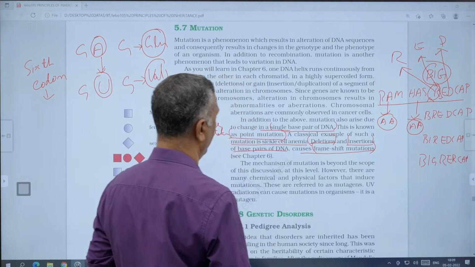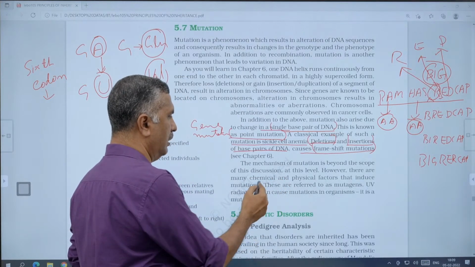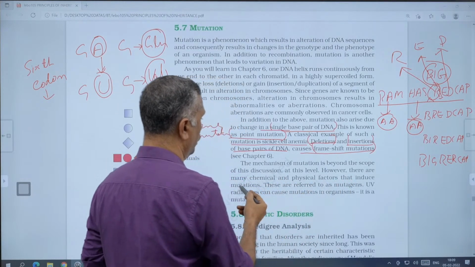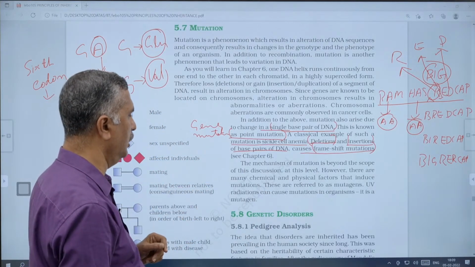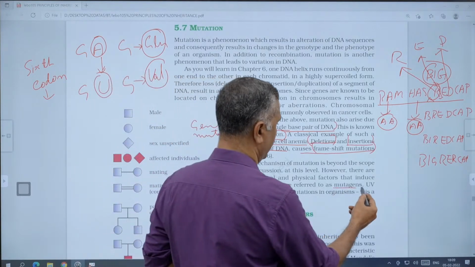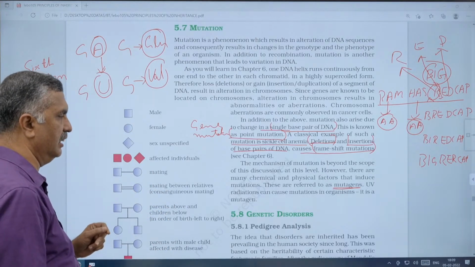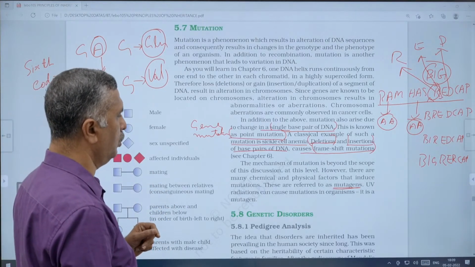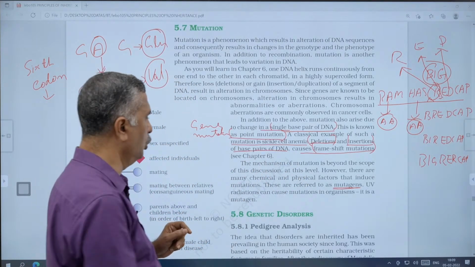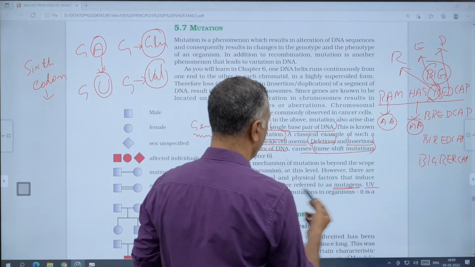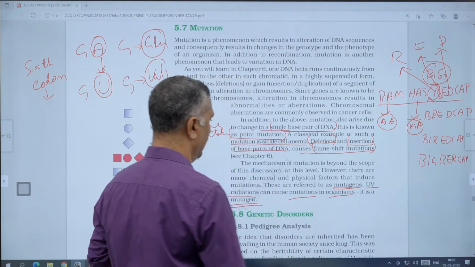The mechanism of mutation is beyond the scope of this discussion at this level. There are many chemical and physical factors that induce mutation. They are called mutagens. The substances, chemical or physical factors that induce mutation, are called mutagens. Mutagens may be chemical or physical. UV radiation is an example of a physical mutagen, and it causes mutation in organisms.